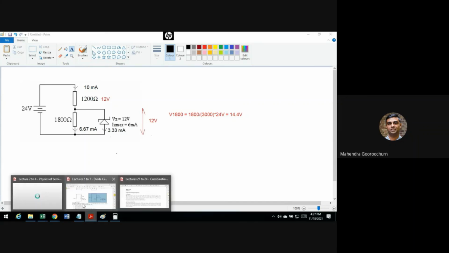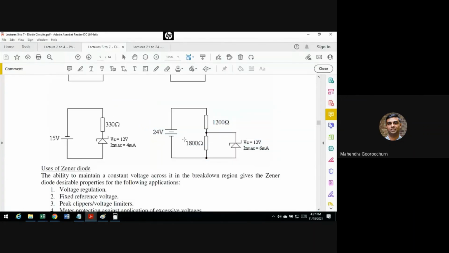So just to recap, this circuit is properly biased in terms of polarity, and in terms of magnitude it is also okay. And the current we worked out is not exceeding 6 milliampere. So it's properly biased. Okay, so I think we're going to stop here.